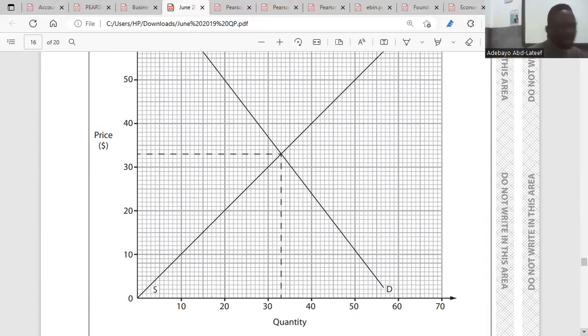Do you see it there? The equilibrium price is 33. Can you find it there? The equilibrium quantity is also what? 33. You count the boxes there.